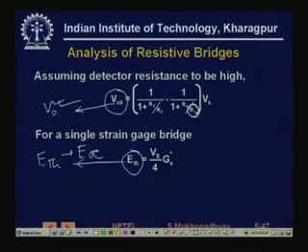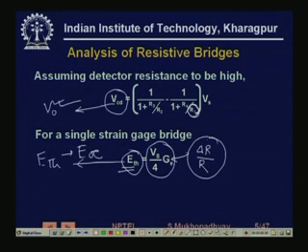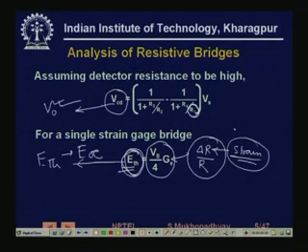It turns out that this E Thevenin becomes proportional to delta R by R of the strain gauge. And since delta R is proportional to strain, eventually the output voltage is going to be proportional to the strain. So this is how the strain gauge incorporated into a Wheatstone's bridge produces an output voltage which is proportional to the strain, right.